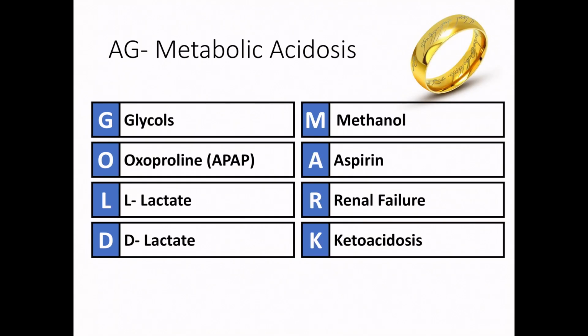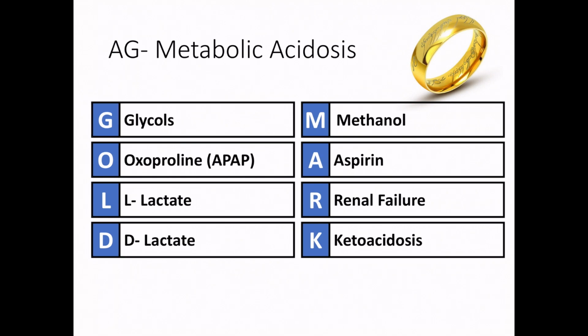You can also use this mnemonic GOLDMARK, which is a little bit shorter. That includes glycol, so propylene or ethylene glycol, oxaproline or excessive Tylenol, L-lactate and D-lactate. We'll talk about the difference between those two just momentarily. And then methanol, aspirin, renal failure, or ketoacidosis.